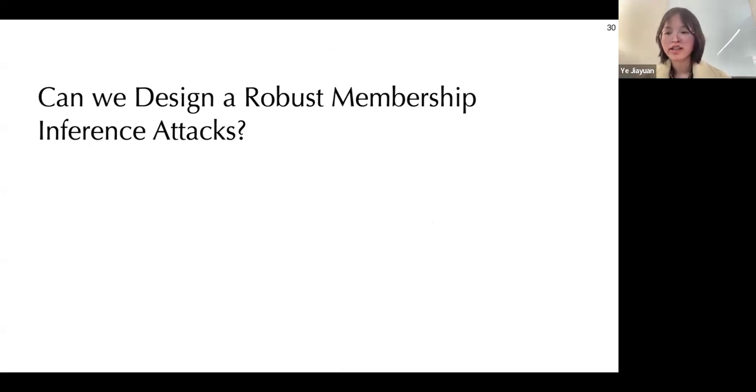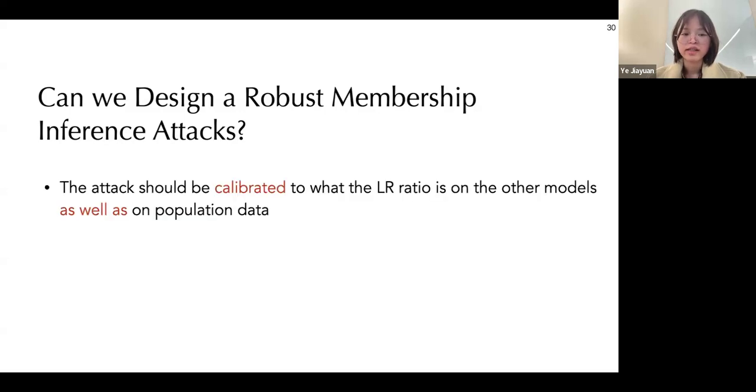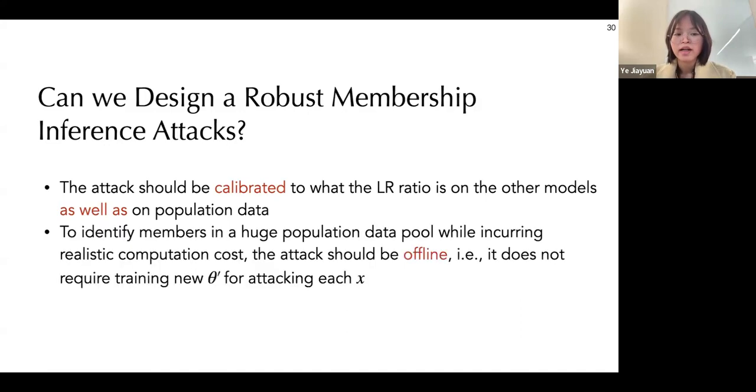Okay, so observing all these limitations, we want to introduce one last attack that is stronger than both of them and more calibrated, so we'd say it's more robust. What do we mean by it? The attack should be calibrated to what the likelihood ratio is on both the reference models and also on population data. So we take these two sources of information together to make the attack decision more robust.